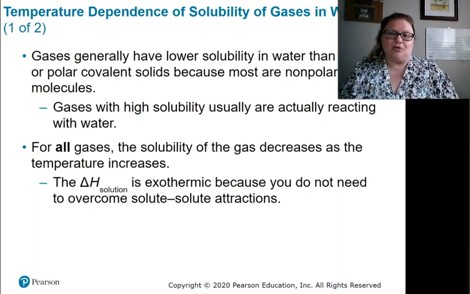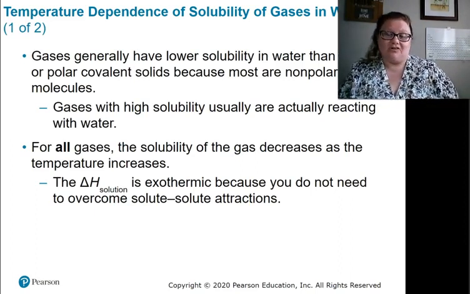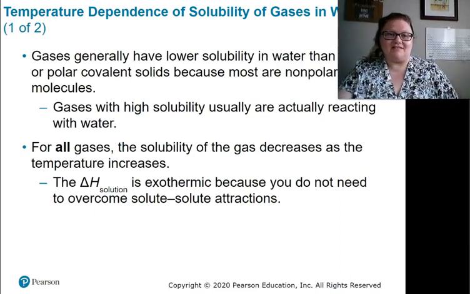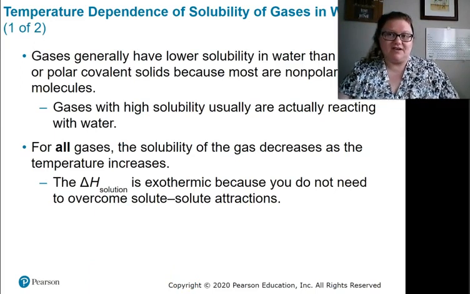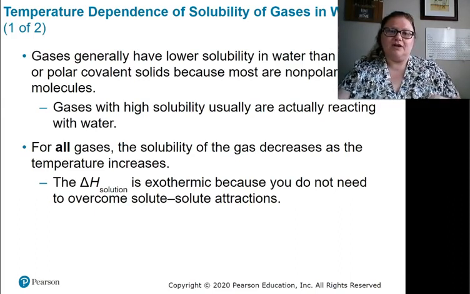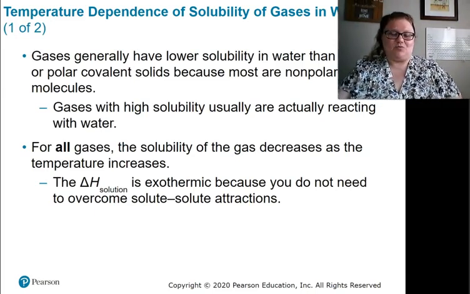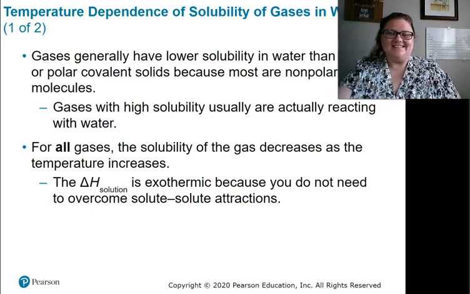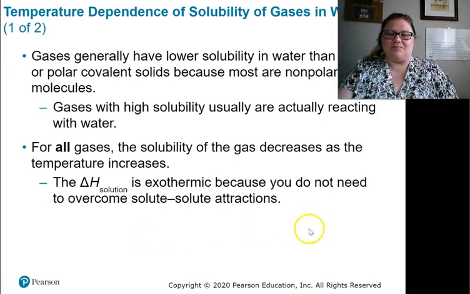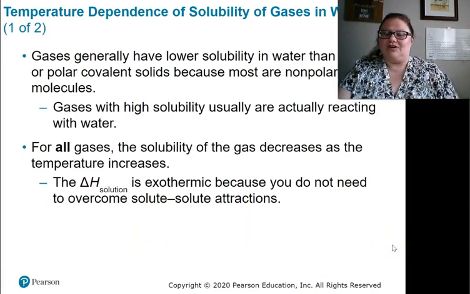So gases with a high solubility are usually actually reacting with the water, not mixing. So that's a key point with gases. For all gases, the solubility is going to decrease as the temperature increases. So for gases and their solubility in a solvent, all you need to remember is that it's an opposite relationship between the solubility and the temperature. Solubility goes down, temperature is up. Temperature goes down, solubility goes up. This is why soda is made and packaged under pressure under cold conditions. The delta H of a solution is exothermic because you do not need to overcome solute-solute attractions in this case, because we said the gases are typically non-polar.